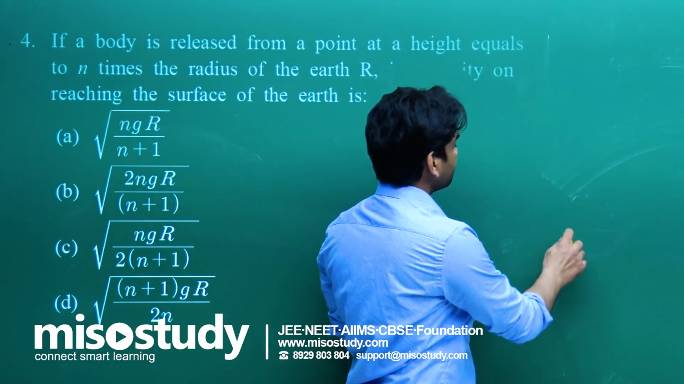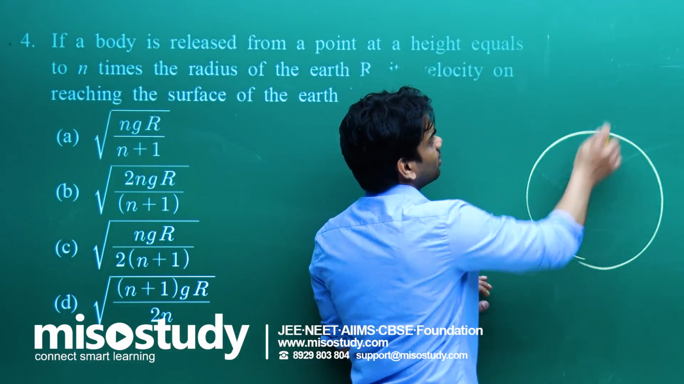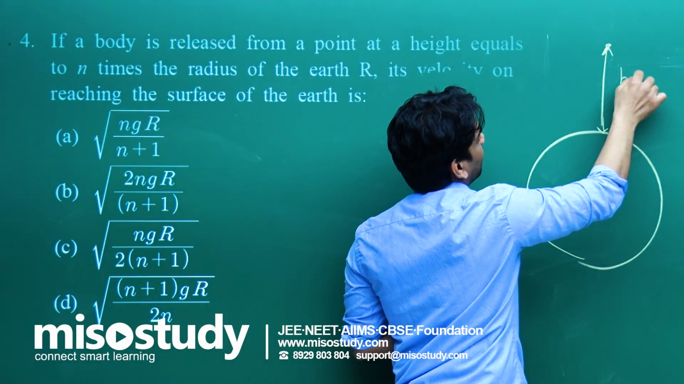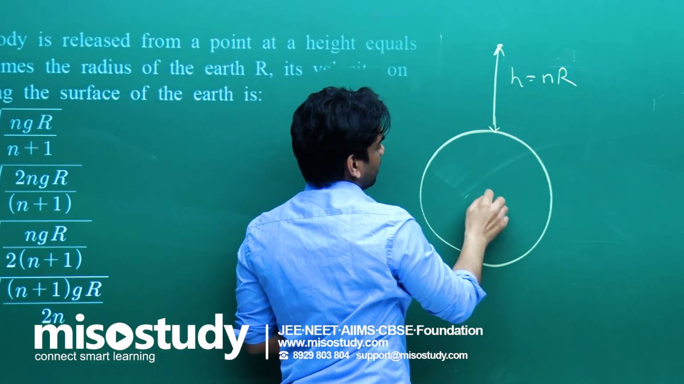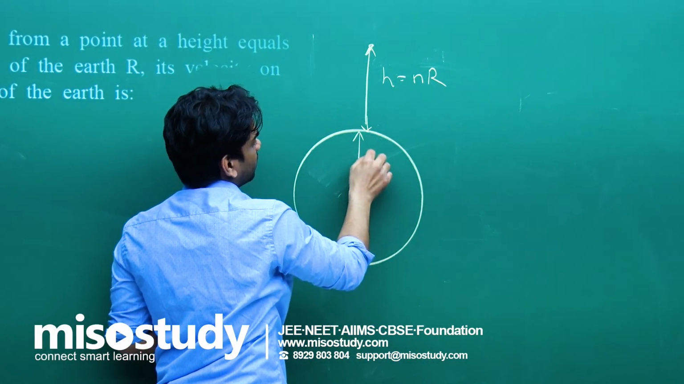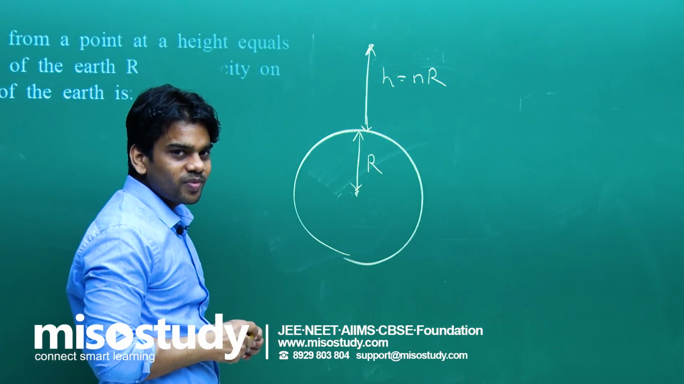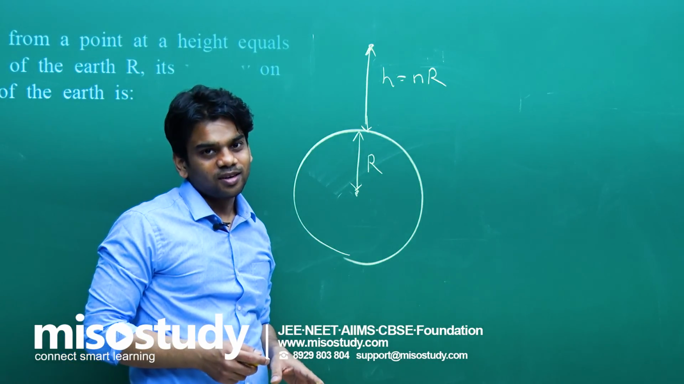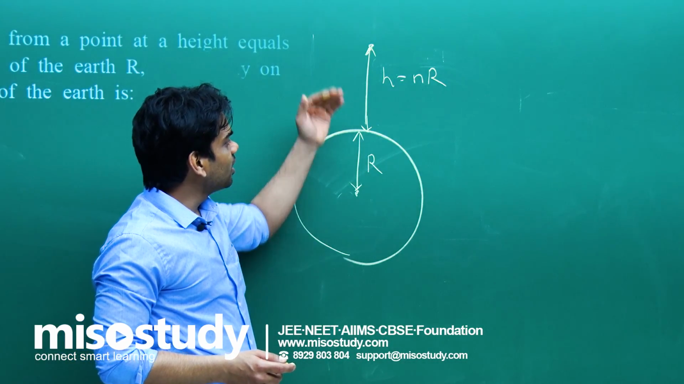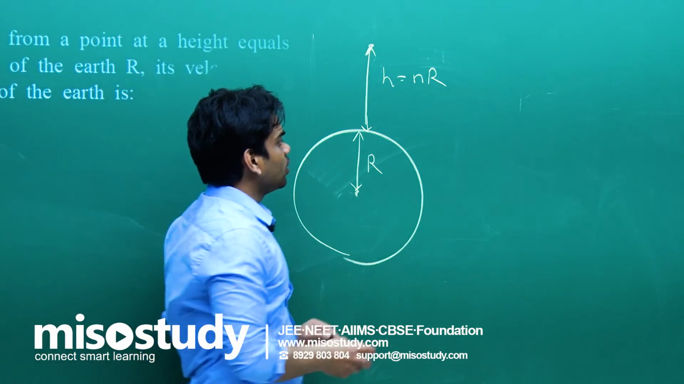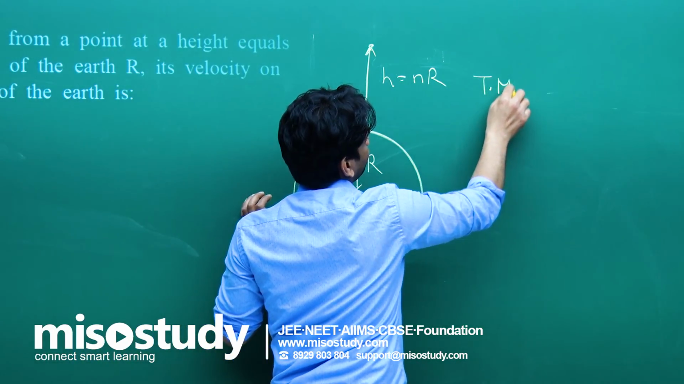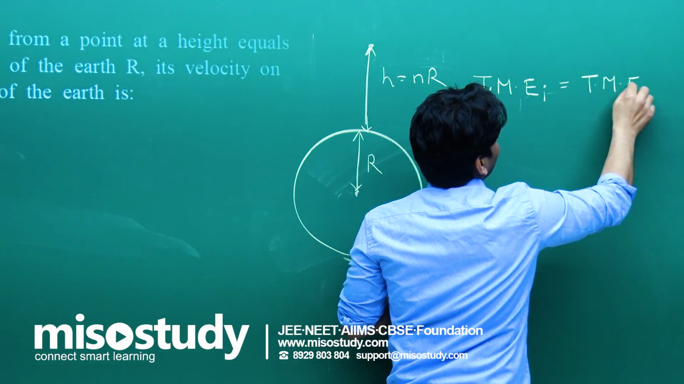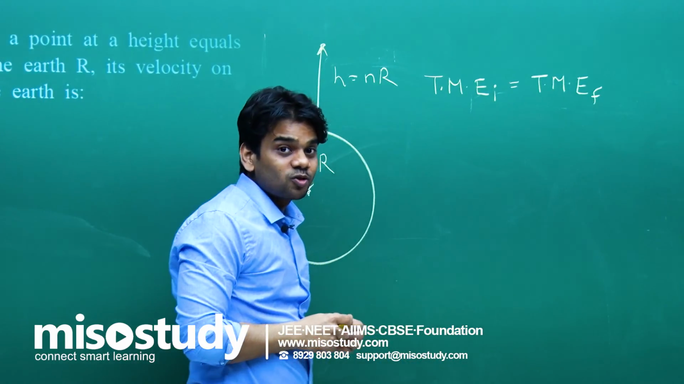If I show you in the figure, how will it look like? This is the earth, and this is the height from where it is released. This height is given as n times the radius of Earth, and here we have the radius of Earth as R. At both the points, the total energy will remain conserved. Potential energy and kinetic energy will remain conserved. So total mechanical energy at the initial position should be equal to total mechanical energy at the final position. This is what we can actually write.